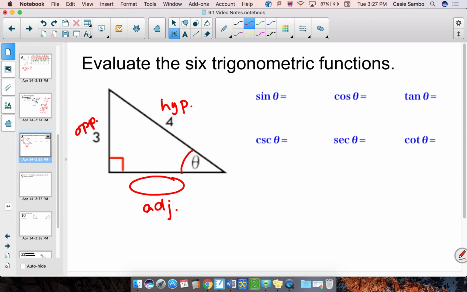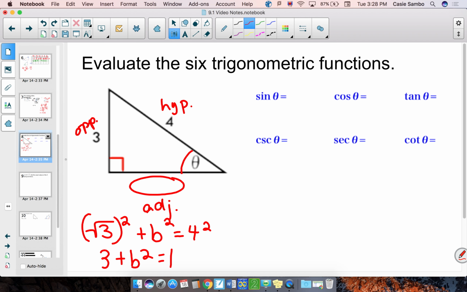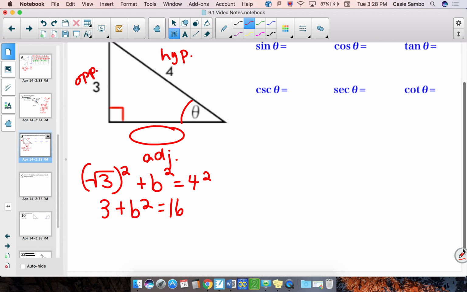So you're going to do square root of 3 squared plus b squared, because we don't know what that is, equals 4 squared. The square root of 3 squared is just 3 plus b squared equals 16. So b squared equals 13, square root both sides, and we know that b equals the square root of 13. I cannot simplify that any further.